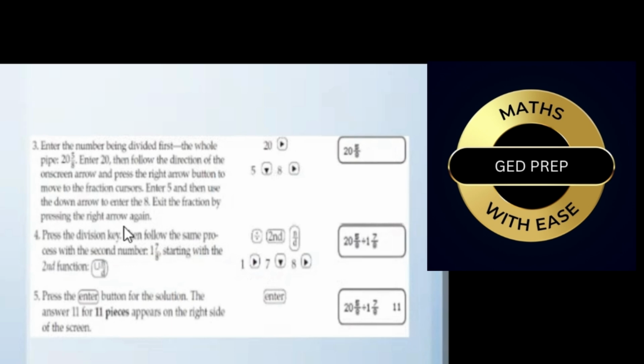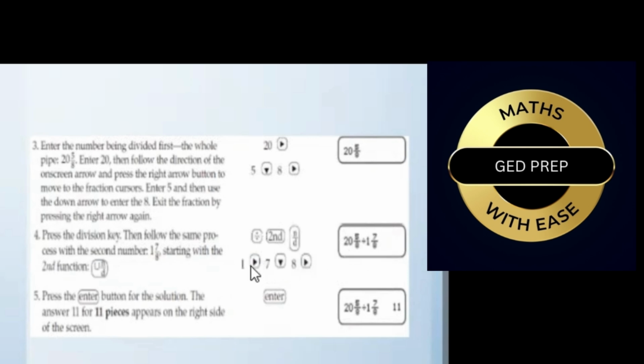So you have to use the operational key. Once you've entered your first mixed fraction, which is 20 and 5/8, you want to press the division key, and then you follow the same procedure. Press the second function key again, and then press the fraction key. Okay, and then you want to enter 1, your whole number.